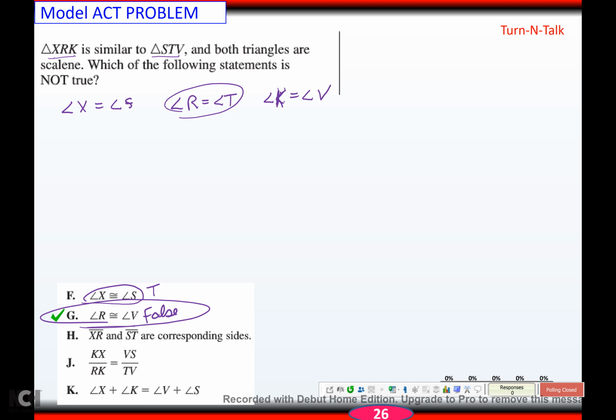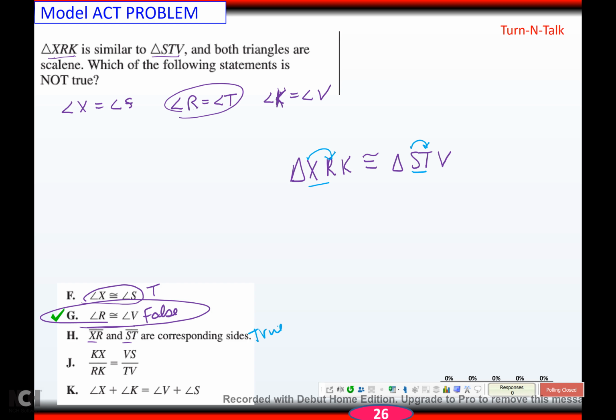It says XR and ST are corresponding sides. Well, if they're using these letters instead of the little letters for the sides, all you have to do, if you look at the original, XRK similar to STV, is look at the order in which they wrote them. XR would be from this to this. And if it's the same in the other one, which is the first to the second, then we're good. So that's true. Okay, as far as my proportion goes, let me see if this is the one that they did it on.